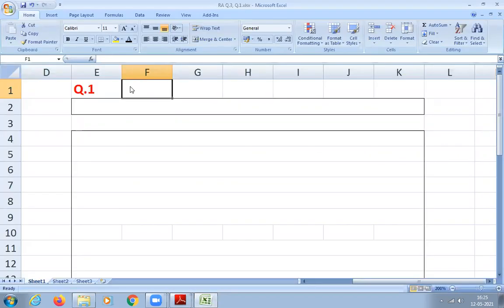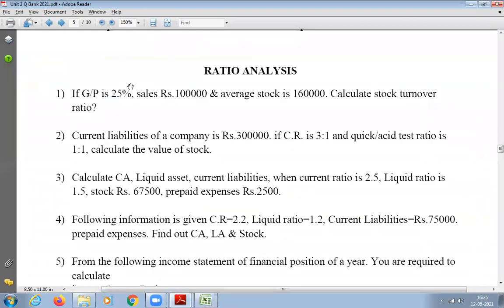So question number 1, can somebody read for us? If gross profit is 25%, sales rupees 1 lakh, and average stock is 1,60,000, calculate stock turnover ratio. So gross profit is 25%. It's only a percentage, the amount is not given. Sales, I know the amount, 1 lakh. Average stock, I know, 1.6 lakhs. And what do you calculate?